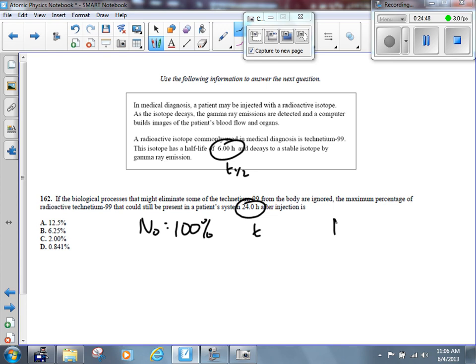Let's find N. It's N sub 0 times 1/2 to the little n. Little n is going to be T over T 1/2. That's going to be 24 divided by 6. Little n is going to be equal to 4. We don't have to use logarithms here. We don't have to use the divide by 2 method. Let's simply divide T by the half-life.